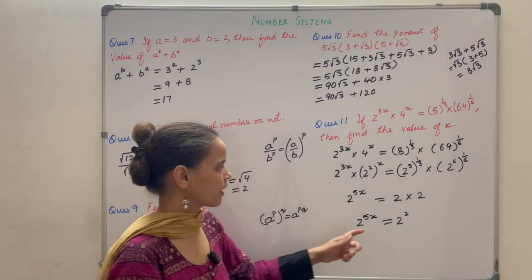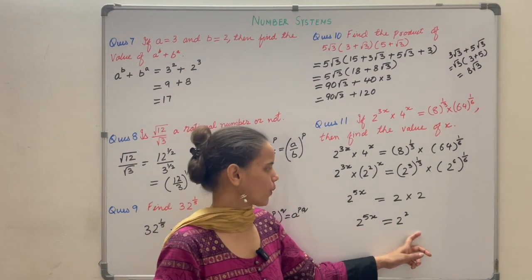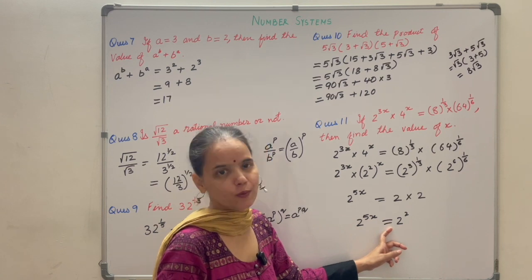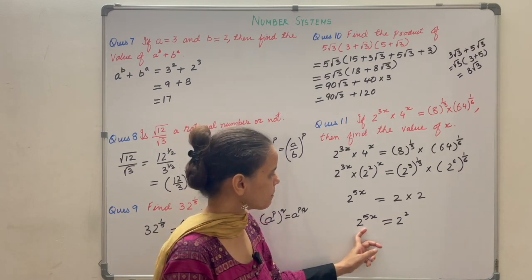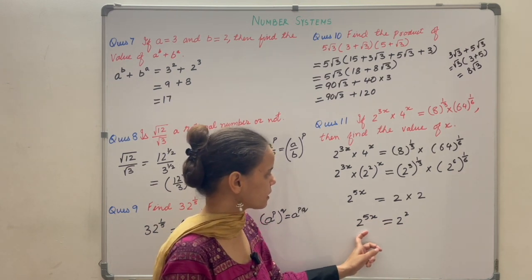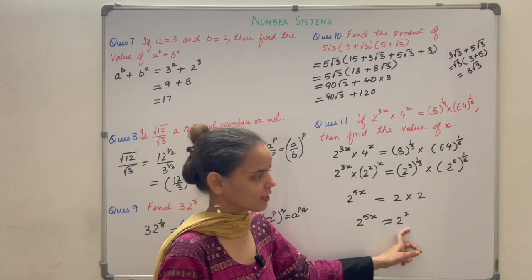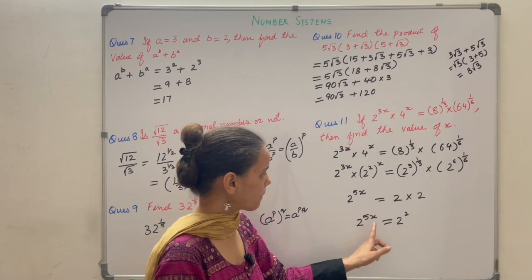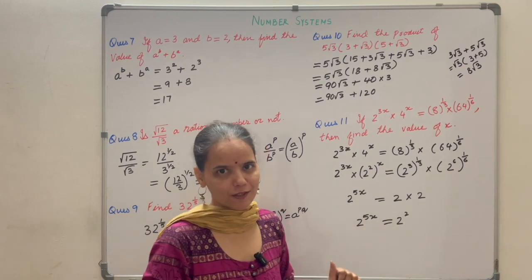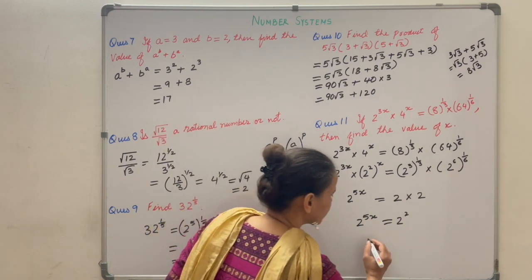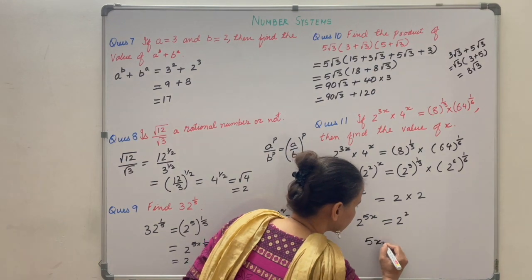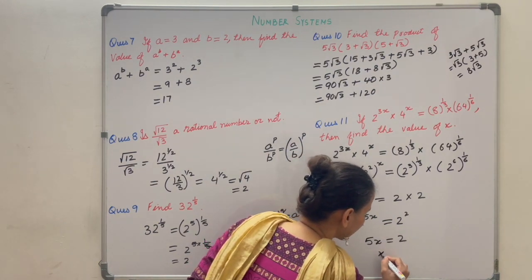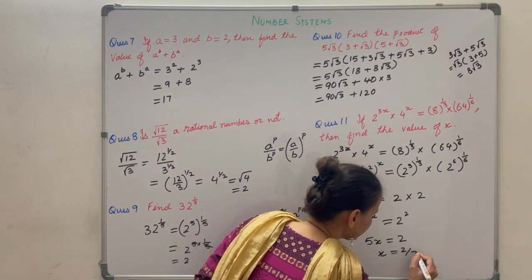So 2 raised to power 5x is equal to 2 square. So you can see that there is an equal to sign here. So here the base is same. Here the base is 2 and here also the base is 2. So this number is equal to this number and that will only happen when the exponents are also same. So we can write it as 5x is equal to 2. So x is equal to 2 by 5.